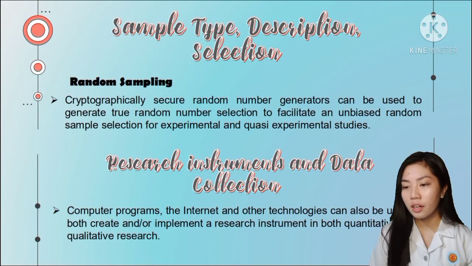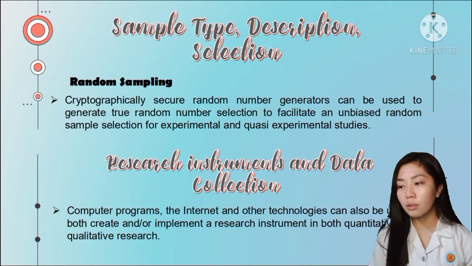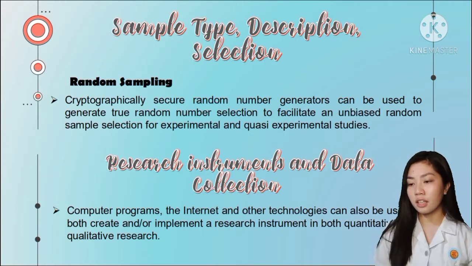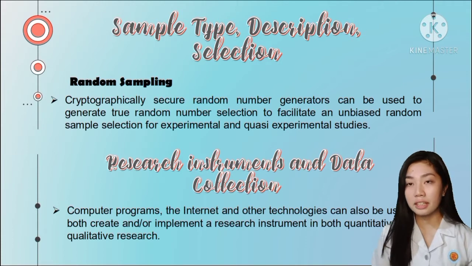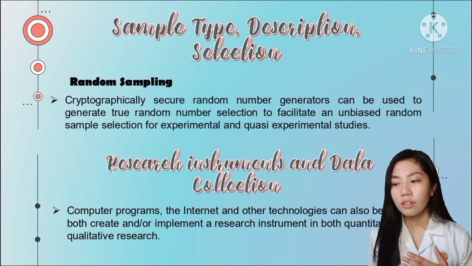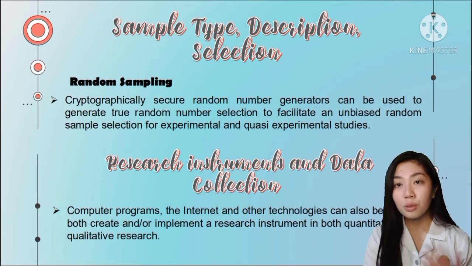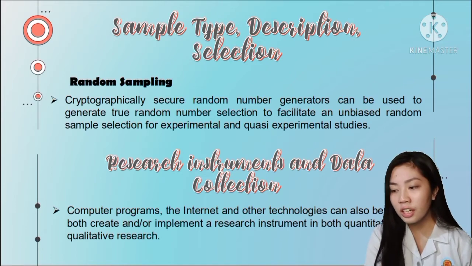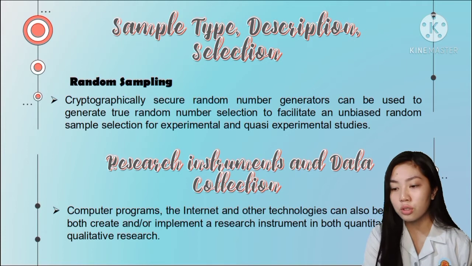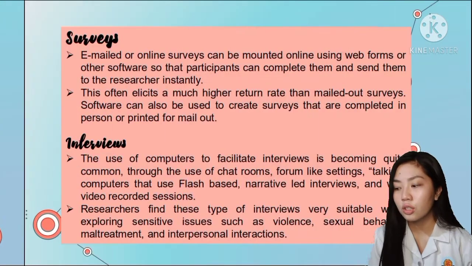For random sampling, a cryptographically secure random number generator can be used to generate true random number selection to facilitate an unbiased random sample selection for experimental and quasi-experimental studies. And next is research instrument in data collection. So what is this research instrument in data collection? Computer programs, the internet, and other technologies can also be used to create and/or implement a research instrument in both quantitative and qualitative research.